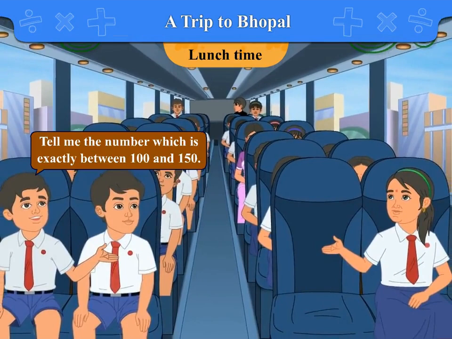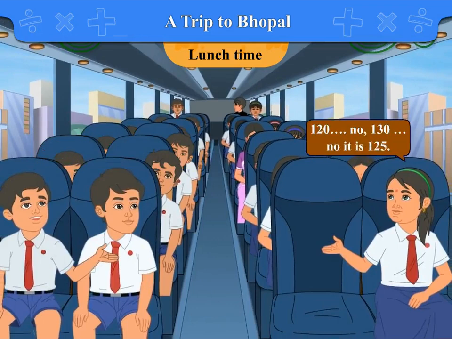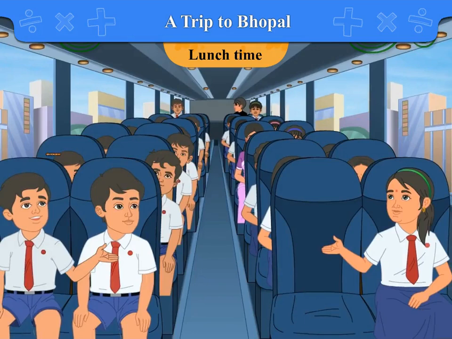Manjeet, tell me the number which is exactly between 100 and 150. Bhanu: 120. No. 130? No. It is 125. Manjeet: Right. Okay, you ask now. Other children join in. Everyone is asking puzzling questions.